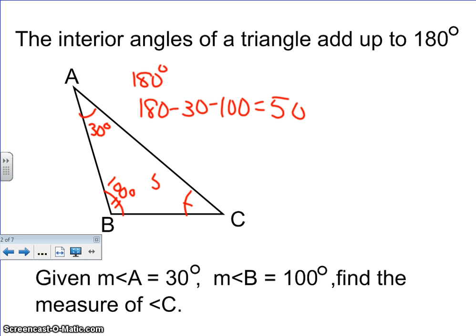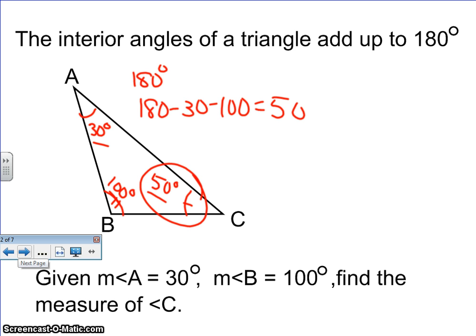So the missing angle is 50 degrees, and you can check it in your brain and just go 30 and 50s. 30 and 50 is 80, and 100 make 180, so that's your missing angle. That's how you find the missing angle inside of a triangle.